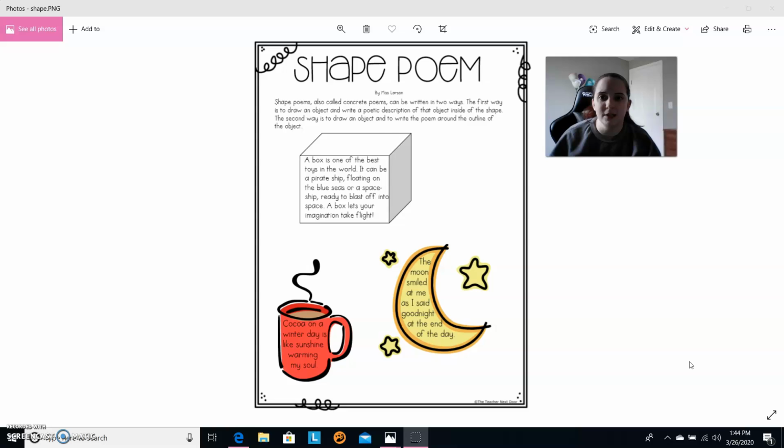A box is one of the best toys in the world. It can be a pirate ship floating on the blue seas or a spaceship ready to blast off into space. A box lets your imagination take flight. The moon smiled at me as I said goodnight at the end of the day. Cocoa on a winter day is like sunshine warming my soul. It has to do with the shape that you've been given.